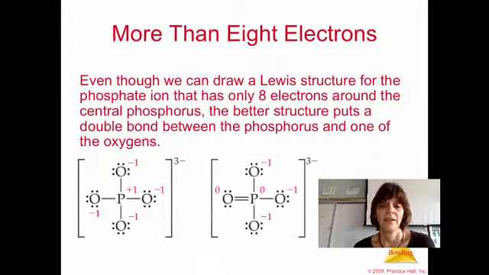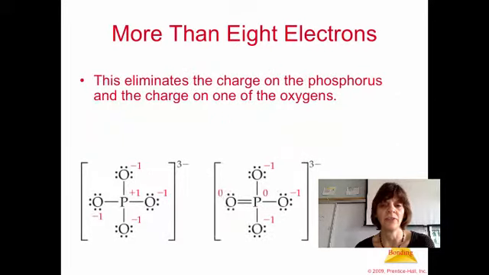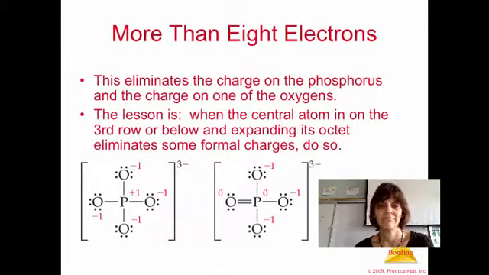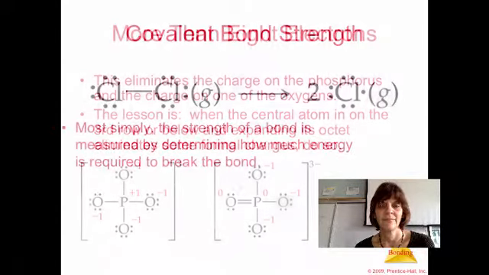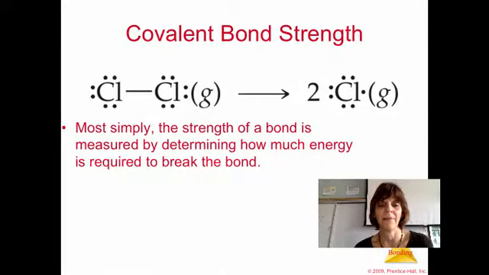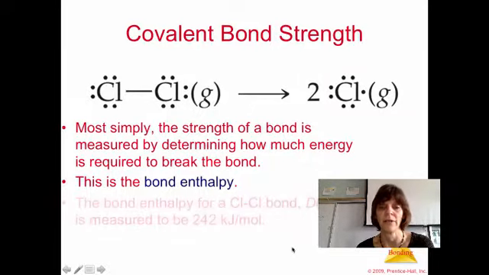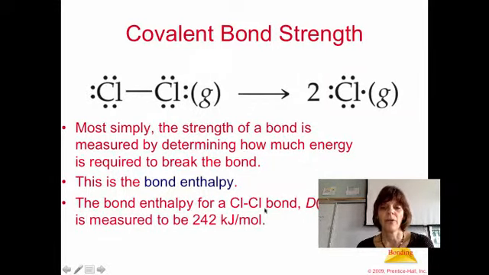All right, some more formal charge stuff that you don't have to do. Let's skip those. All right, covalent bond strength. Most simply, the strength of a bond is measured by determining how much energy is required to break that bond. It's called bond enthalpy, and we have looked at this in thermodynamics, so this should also be a bit of a review. For chlorine to chlorine is 242 kilojoules per mole.